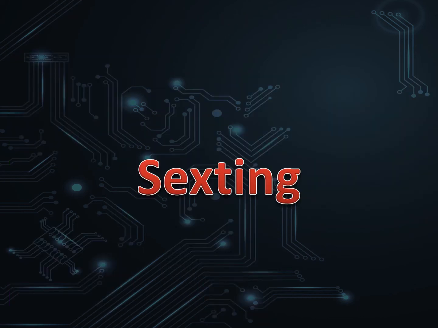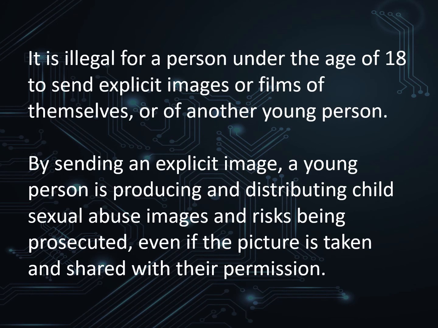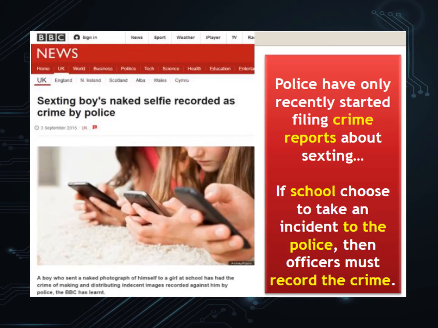Another serious issue to be aware of is sexting. It is illegal for a person under the age of 18 to send explicit images or films of themselves or of another young person. By sending an explicit image, a young person is producing and distributing child sexual abuse images and risks being prosecuted even if the picture is taken and shared with their permission. Police have only recently started filing crime reports about sexting, but if a school chooses to take an incident to the police, then officers must record the crime.